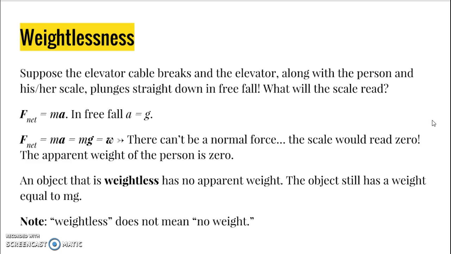So our net force has to be our weight. So there can't be a normal force. If there were a normal force, then our acceleration wouldn't be 9.8 meters per second squared. It'd be some smaller magnitude, right? So in this case, our scale is going to read 0. The apparent weight of our person is 0. So this is a working definition of weightlessness. An object that is weightless is going to have no apparent weight.